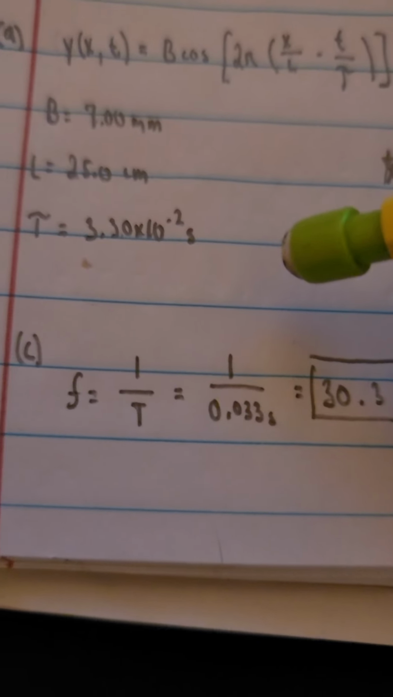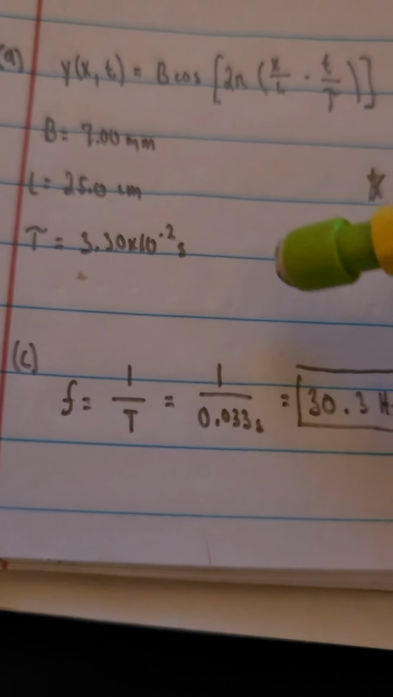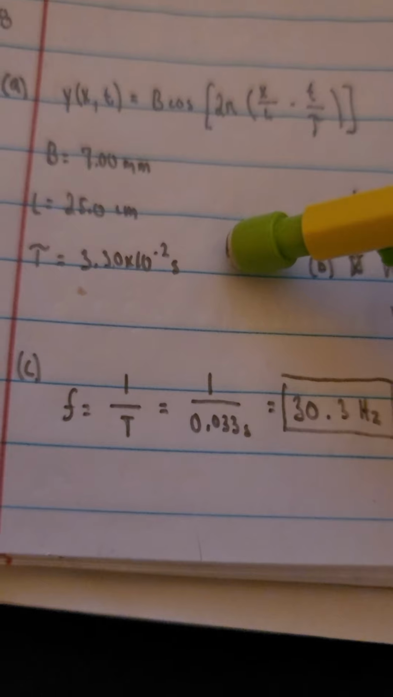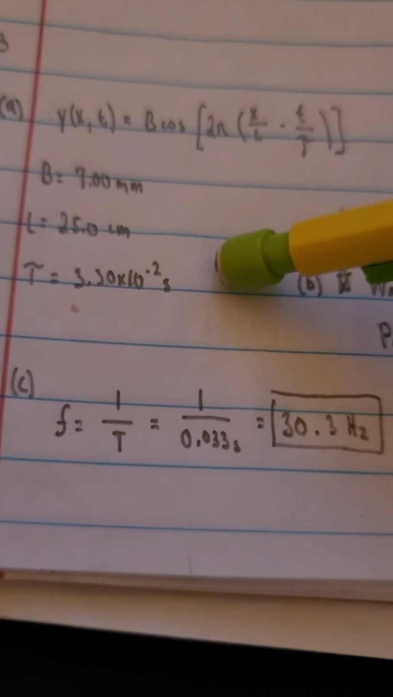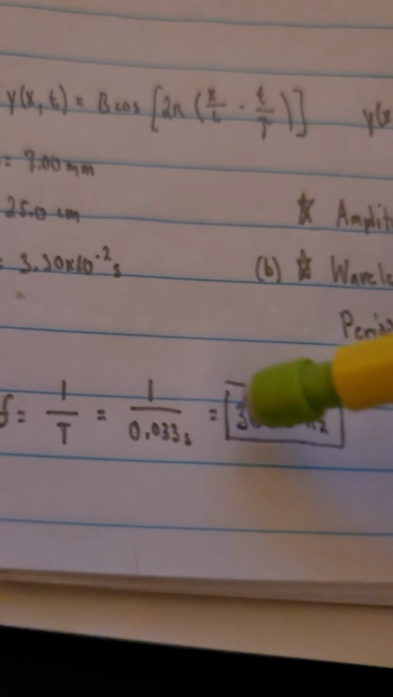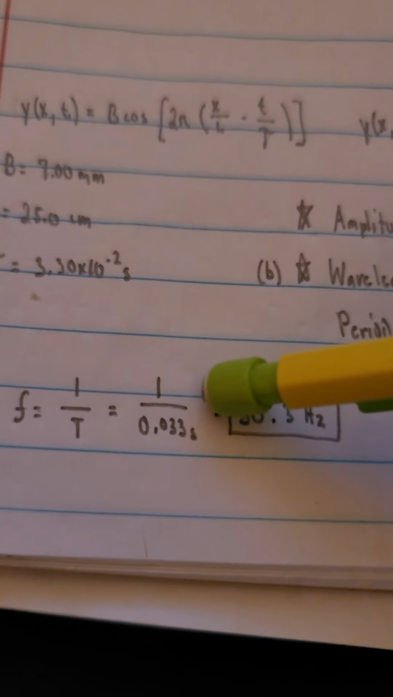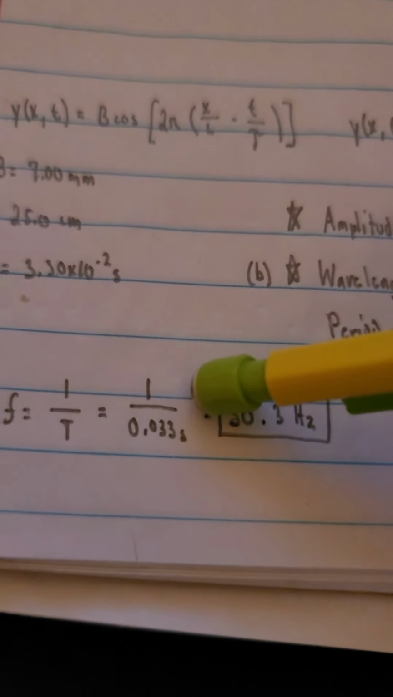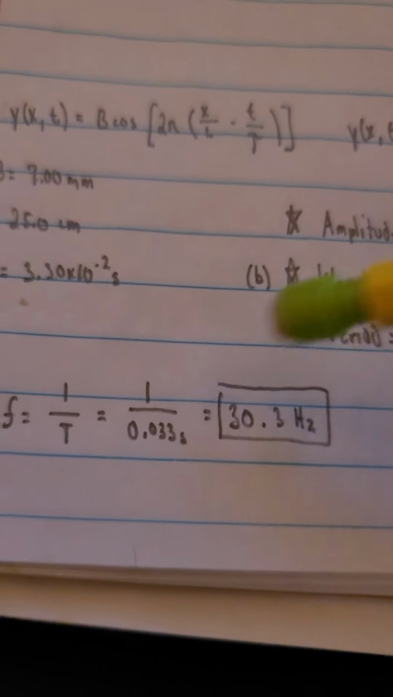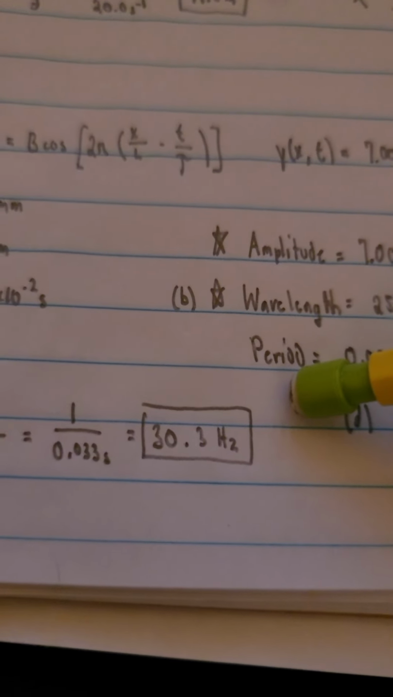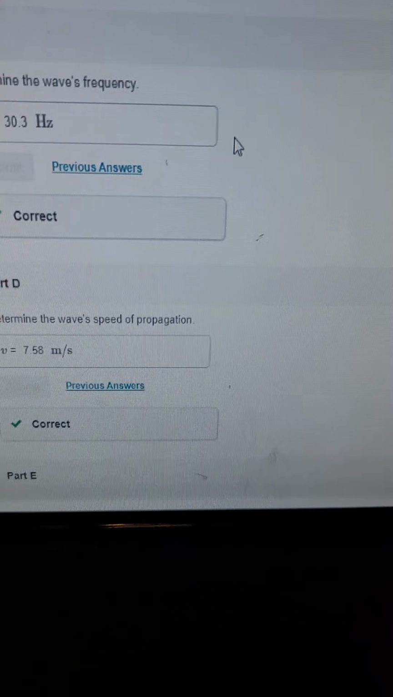So from there, we can employ this equation, which is frequency equals 1 divided by the period, and we know the period is 3.3 times 10 to the negative 2 seconds. So we just input that how we did right here. So F equals 1 divided by 0.033 seconds, which gets us 30.3 hertz. And move on to part D.